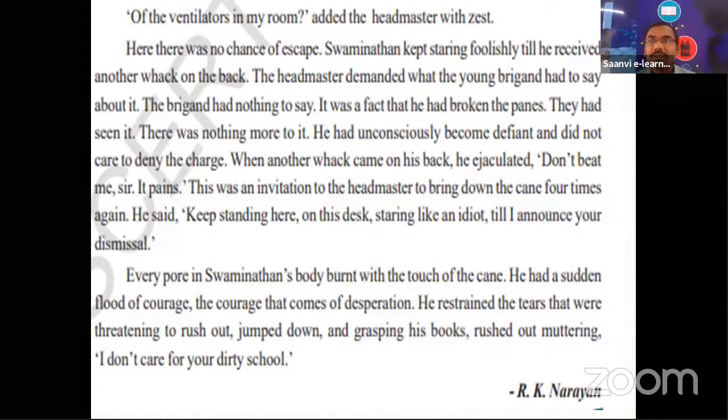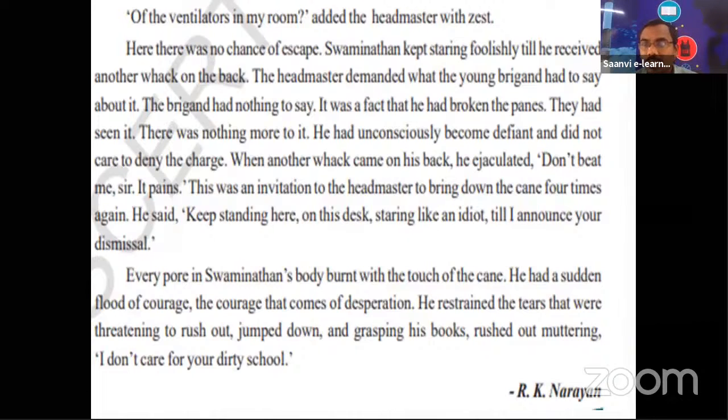Added the headmaster with zest. Zest means enthusiasm. Then suddenly the headmaster remembered that incident. One day, someone took a stone and threw it at the ventilators of the headmaster's room. Here there was no chance of escape. There is no chance to escape from the headmaster now, because Swaminathan was the student who threw stones at the ventilator, the window panes of the headmaster's room.